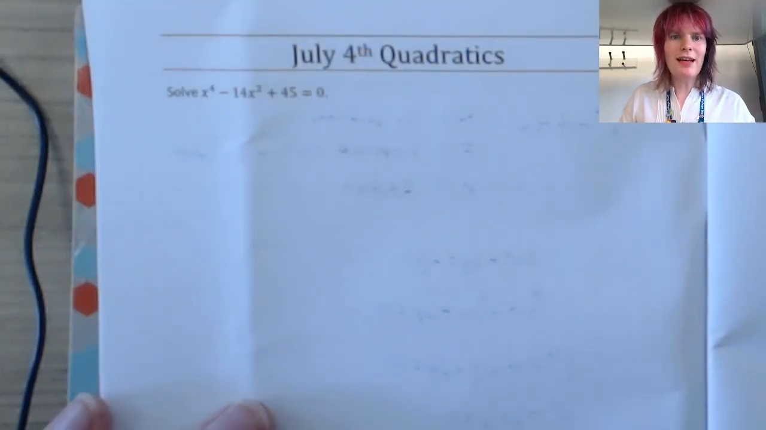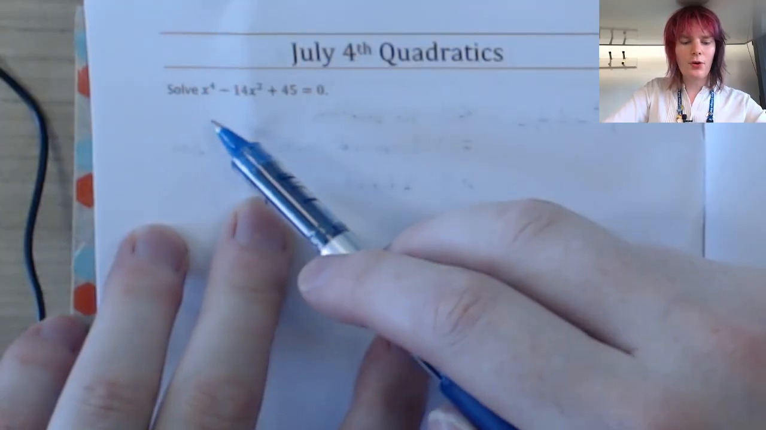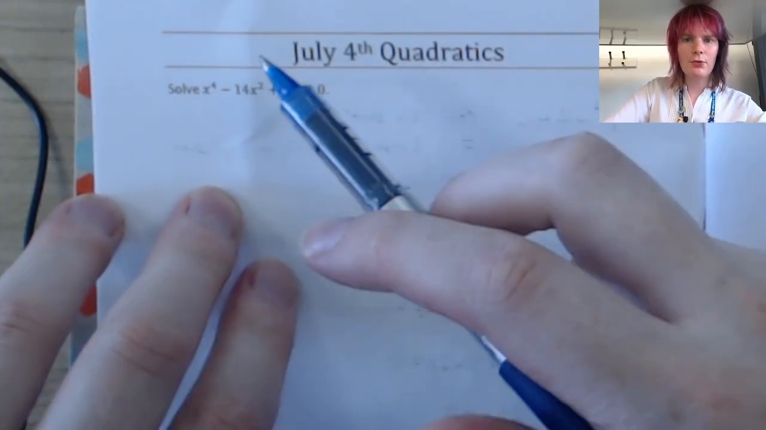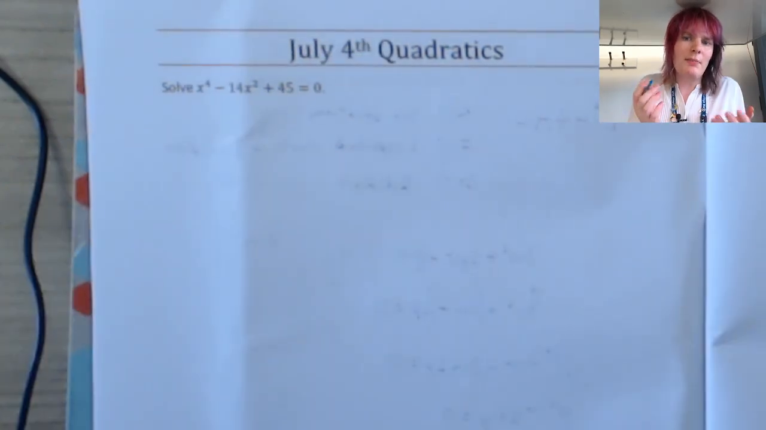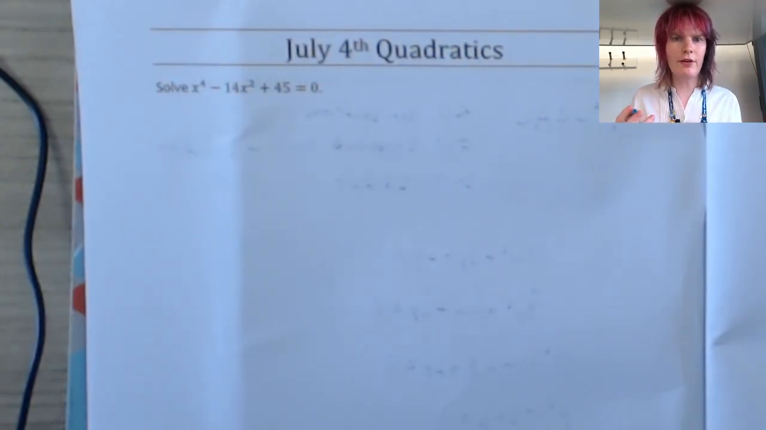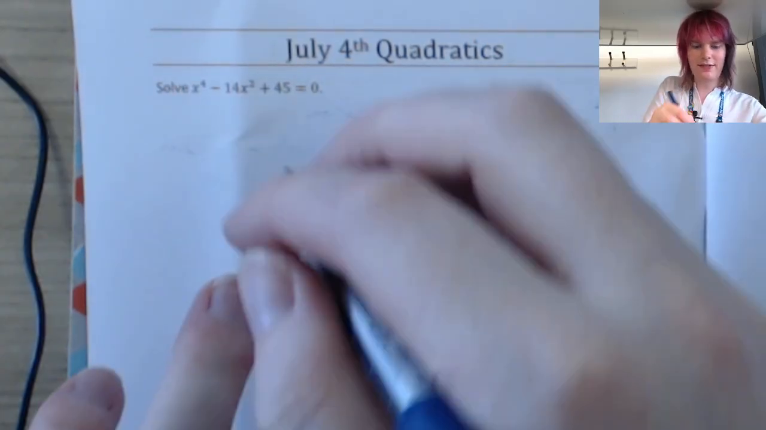Today we're talking about quadratics. And we've got x to the 4 minus 14x squared plus 45 equals 0. And so some of you might be thinking, that's not a quadratic, that's a quartic. There's an x to the power of 4 in there. Now, this is our hidden quadratic.